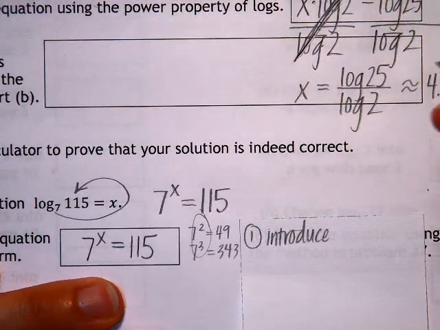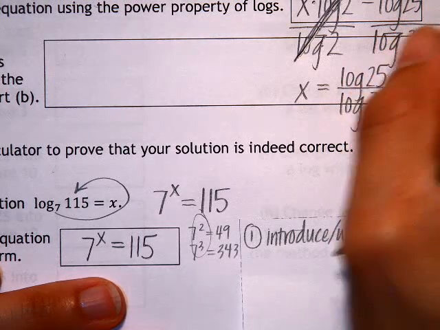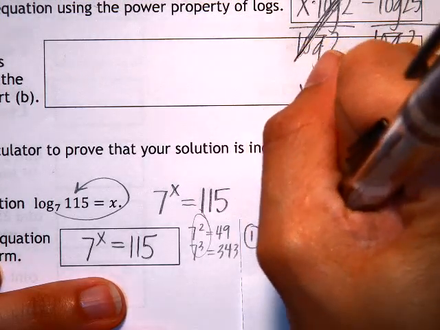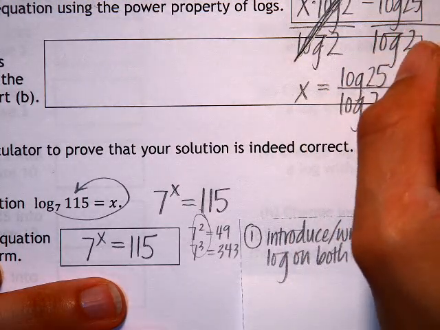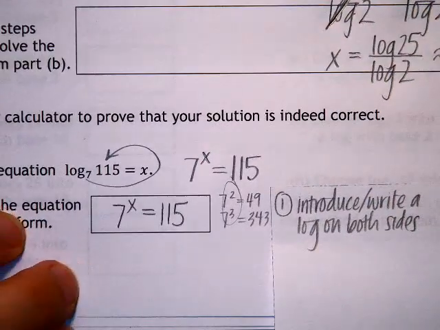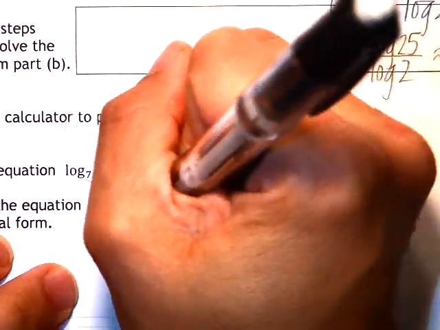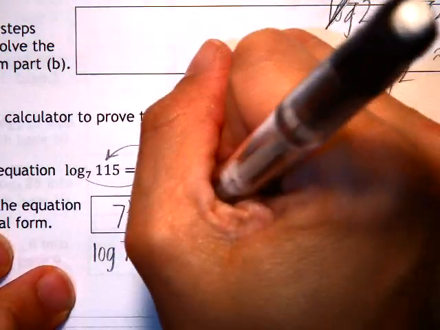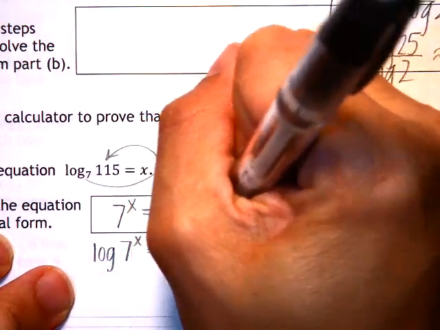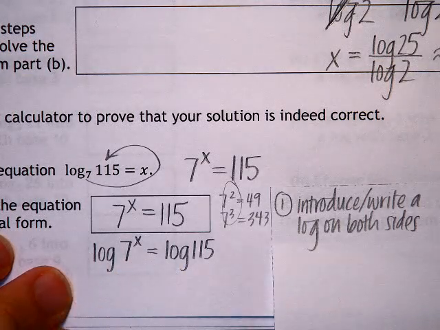And when I say introduce, that sounds kind of abstract. Just write a log on both sides of the problem. So introduce or write a log on both sides, which means in action, what that looks like is copying down the problem, but putting log of 7 to the x on the left and log of 115 on the right. So introduce a log just means write a log on both sides.